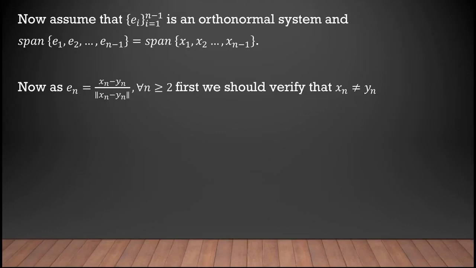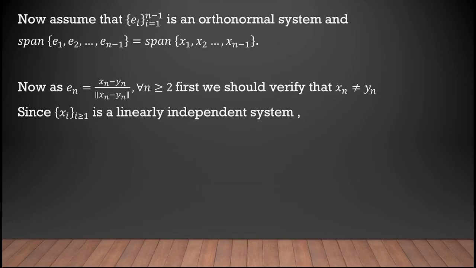We should first verify that xn not equal to yn, because if xn equal to yn, this will be of the form 0 by 0. Okay, so it will not be well defined. So first we will prove that xn not equal to yn.